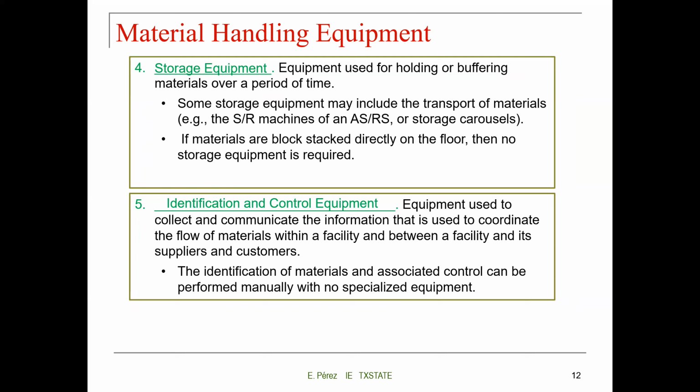Number 5 is the identification and control equipment. This is equipment used to collect and communicate the information that is used to coordinate the flow of materials within a facility and between the facility and its suppliers and customers. The identification of materials and associated control can be performed manually with no specialized equipment.